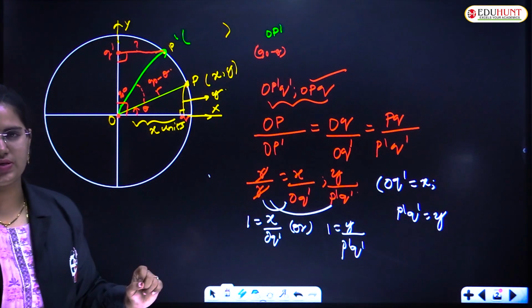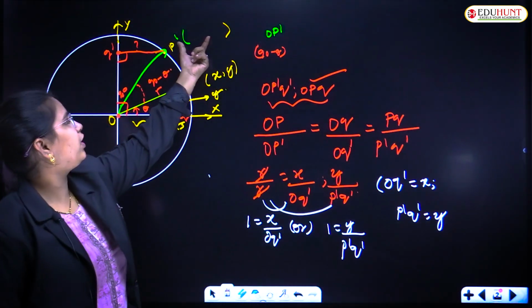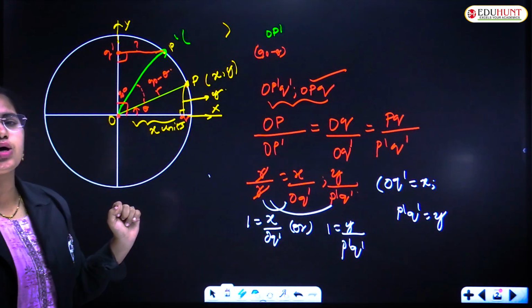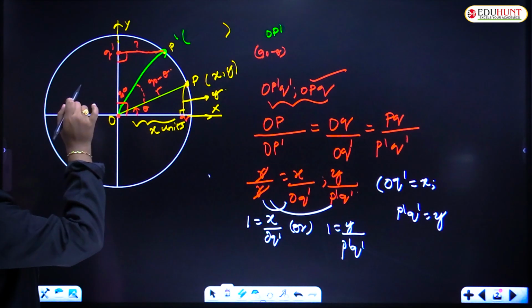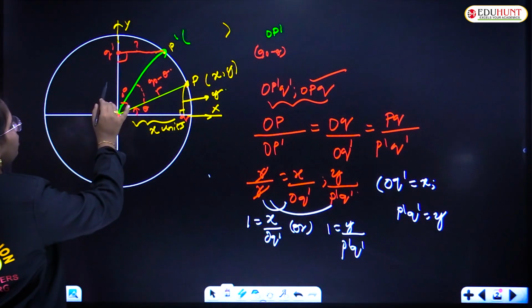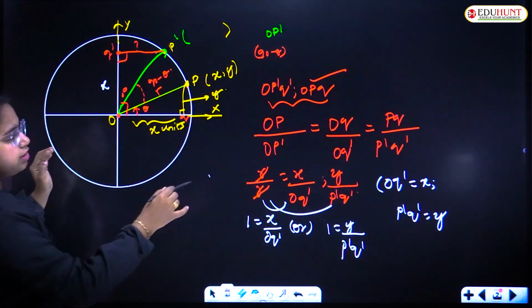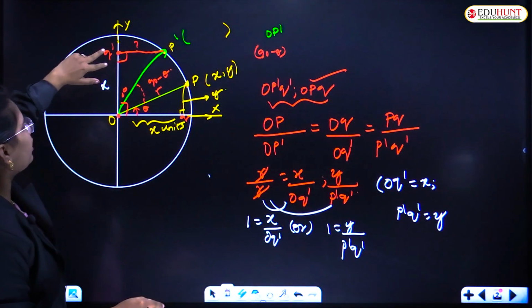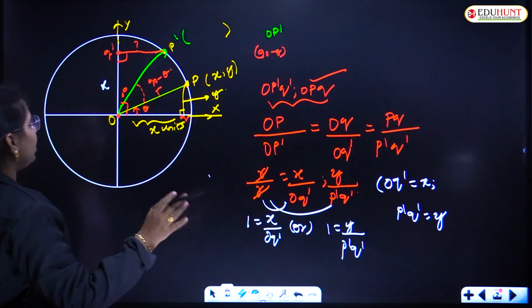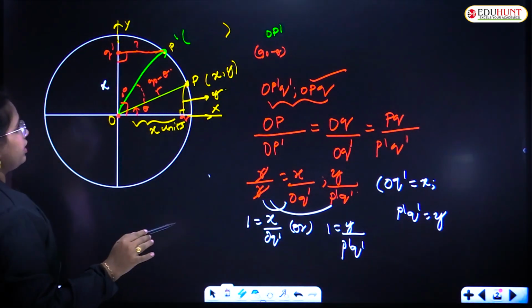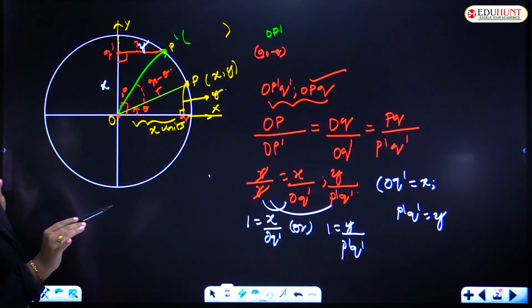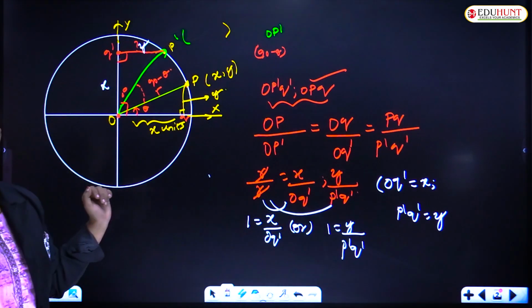I found out both values. What do I need to do? I need to find out the coordinates of P dash. You have to look carefully. So I just write here OQ dash is X. From the derivation I can write OQ dash value is equal to X. And what will be the adjacent side? P dash Q dash value will be equal to Y.